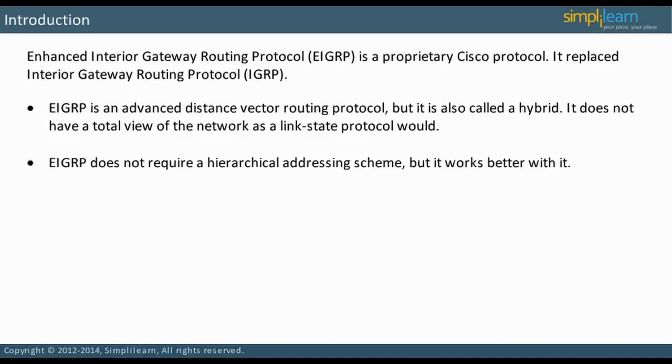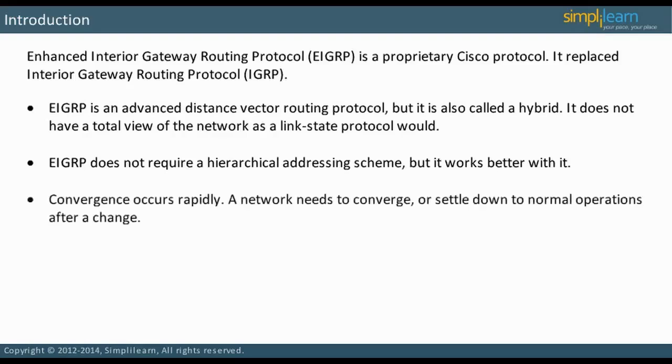EIGRP is the only routing protocol covered in this course that can support non-IP protocols. Protocol-dependent modules, PDMs, handle Novell IPX, AppleTalk, as well as IP. Convergence occurs rapidly. A network needs to converge or settle down to normal operations after a change.